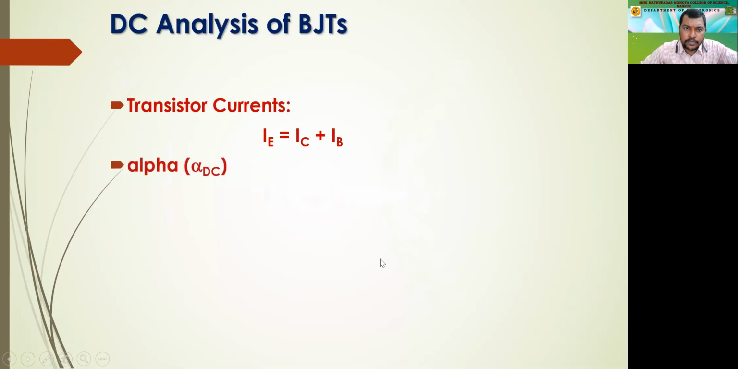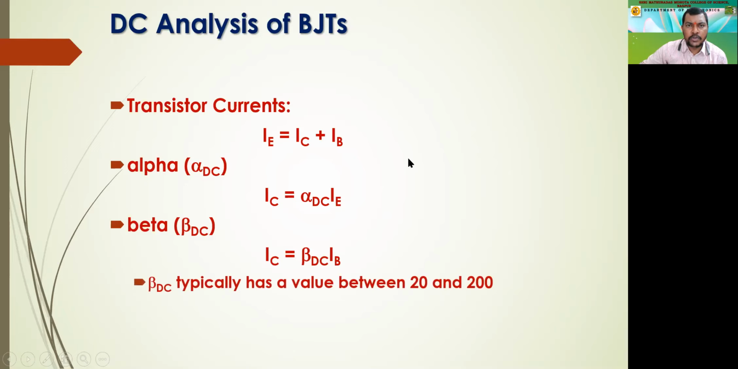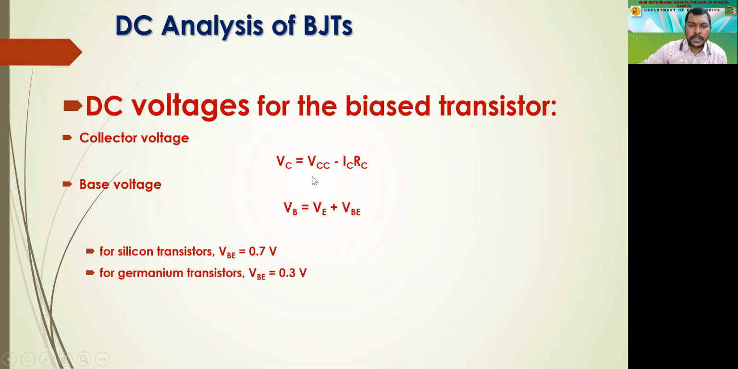This is DC analysis of BJT. These are some of the currents which are expected to flow in the transistor. So IE equal to IC plus IB, IC is equal to alpha DC times IE, and IC equal to beta times IB. So these are all equations which we have studied earlier, and beta is approximately 20 to 200. For DC analysis, we have VC equal to VCC minus IC RC, and VB equal to VE plus VBE. The base emitter junction should have 0.7 volts if it is made of silicon, and if it is made of germanium, then it requires 0.3 volts.